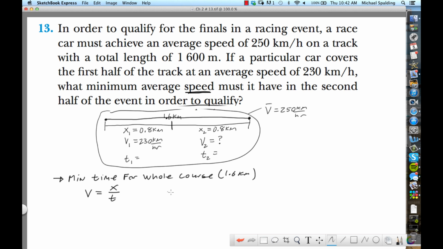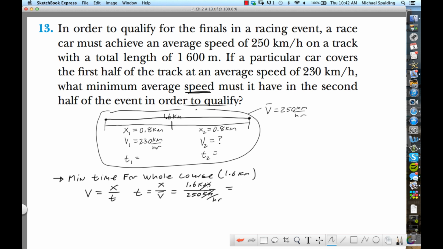Displacement over time. So that means that time, just do the algebra, what's time going to be equal to? Displacement over velocity. What's the displacement for the whole course? 1.6 kilometers. And then he needs to have an average velocity of 250 in order to qualify. The average has to be 250 kilometers per hour.